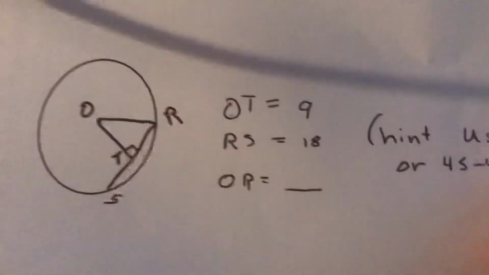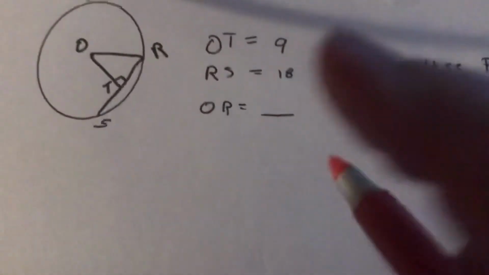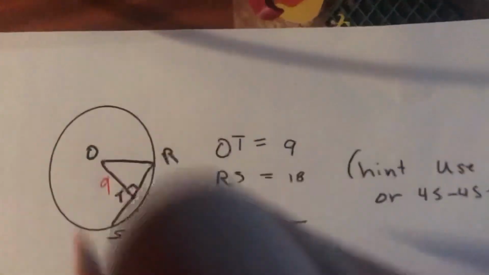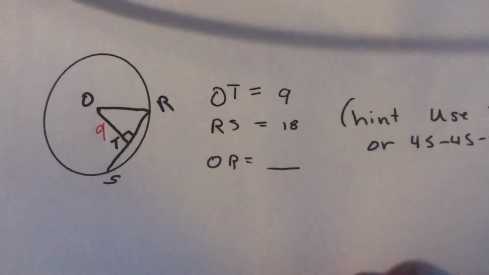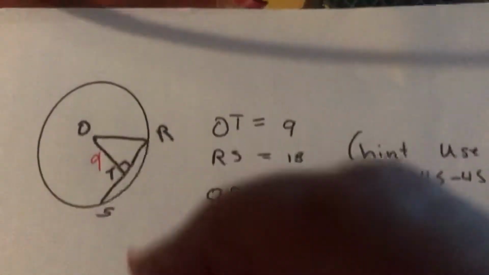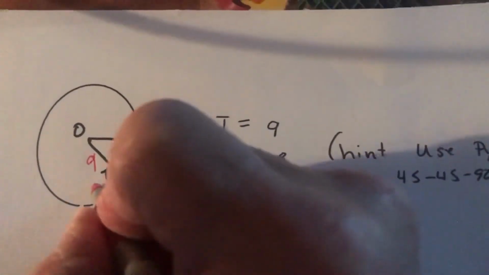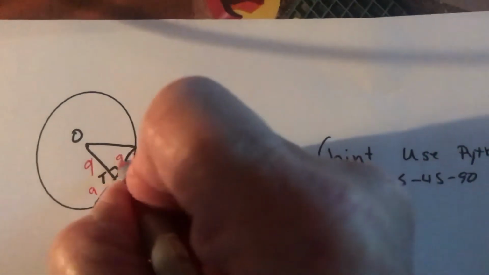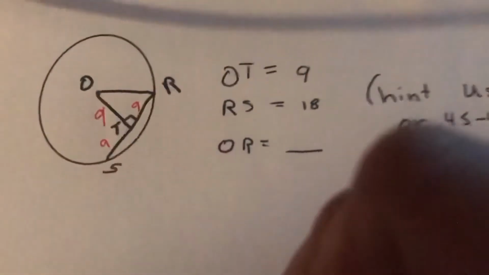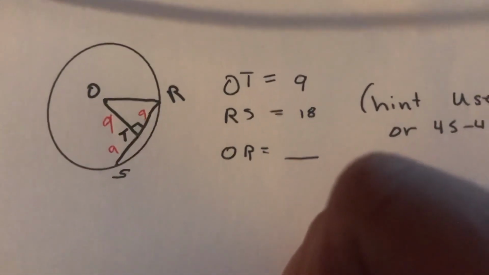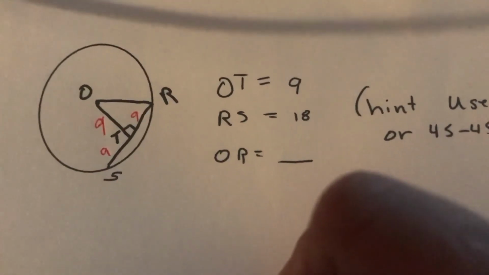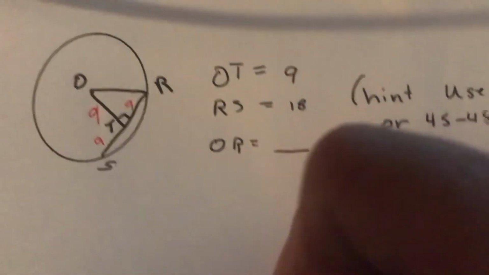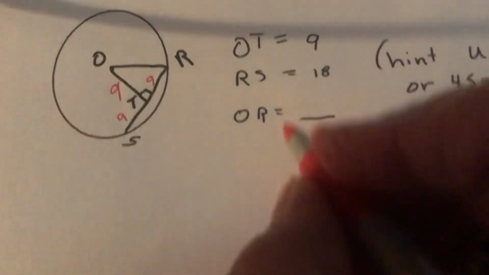Last problem. OT is 9. RS is 18. Since OT is perpendicular to RS, it bisects it. So I'm not going to write 18. I'm going to write 9 and 9. What have I got in this triangle? It's an isosceles right triangle. Another name for a 45-45-90 triangle. So I'm going to use my 45-45-90 rules.